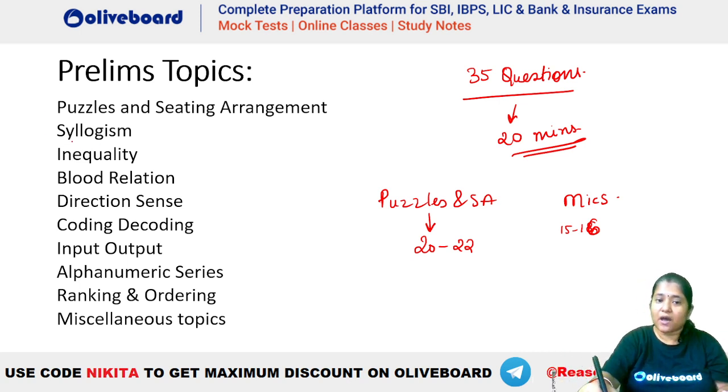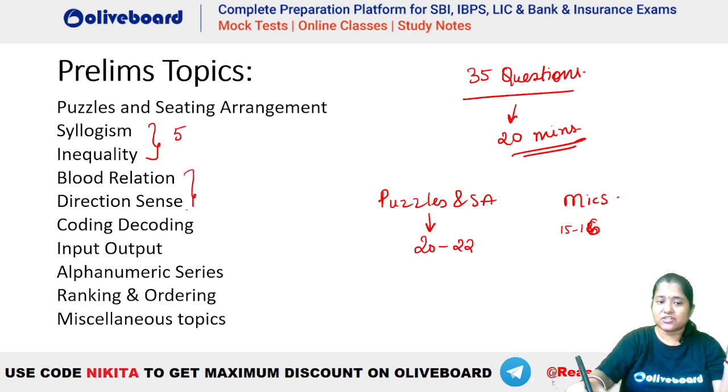If we talk about the miscellaneous section, you will see there will be at least 5 questions from syllogisms and inequality. Generally you will see 5 to 6 questions. It can be a combination, that is, 3 questions of syllogisms and 2 questions of inequality, or it can be that only 5 questions of syllogisms are there and no inequality, or only inequality and no syllogisms. But at least 5 questions will be there from this topic in your examination.